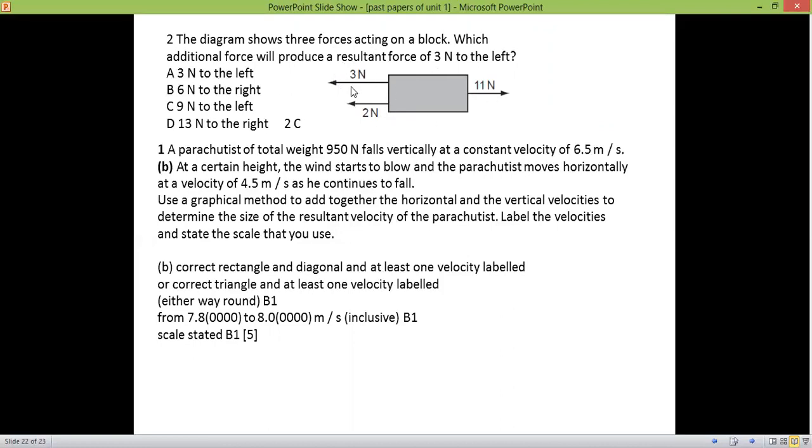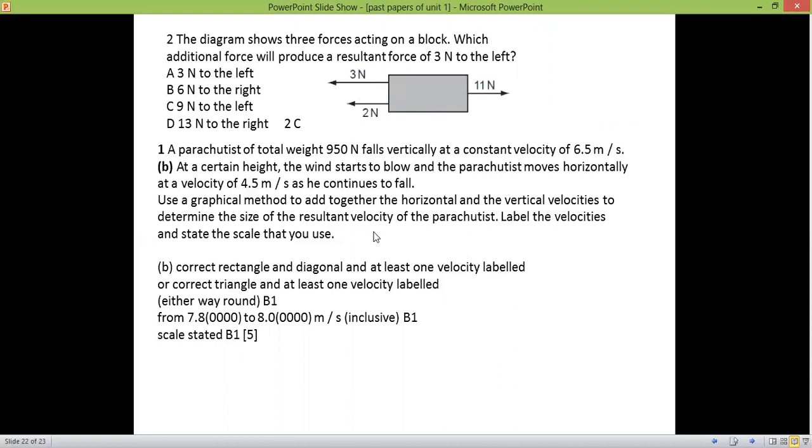So with 3: 3 plus 3 plus 2 becomes 8, so it is still smaller than 11. Next is 6. 6 plus 3 is 9, 9 plus 2 is 11. So 11 minus 11 becomes 0. So that is incorrect because we need an answer of 3 Newton. Next is 9 Newton. 9 plus 3 is 12. 12 plus 2 is 14. 14 is greater than 11. So 14 can be taken. 14 minus 11 gives the answer 3. So C is the correct option.